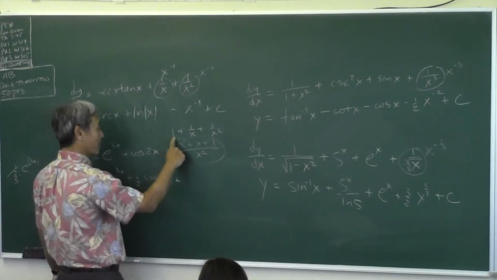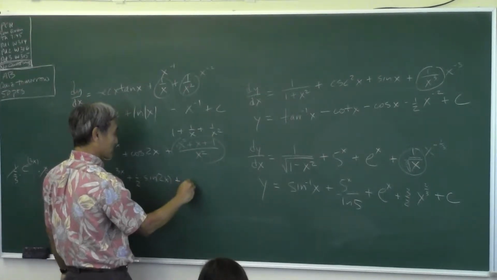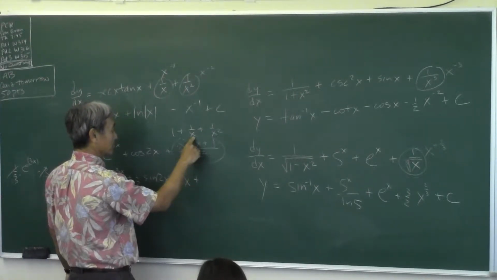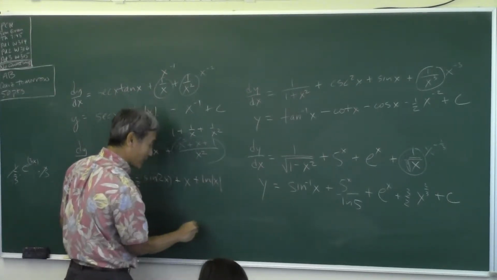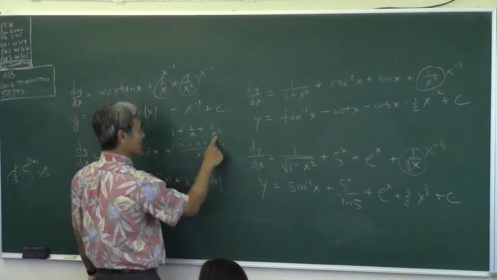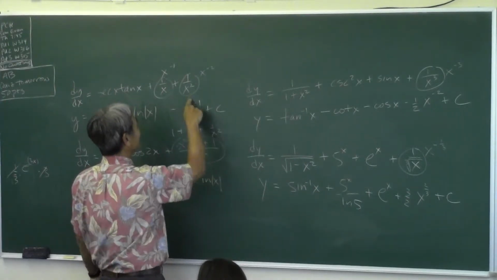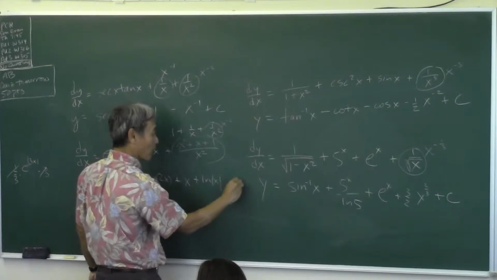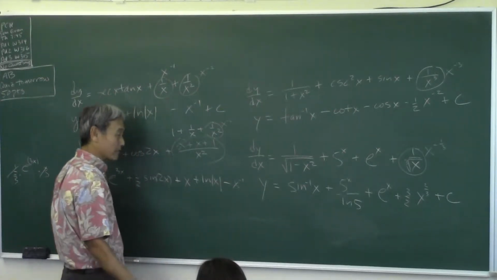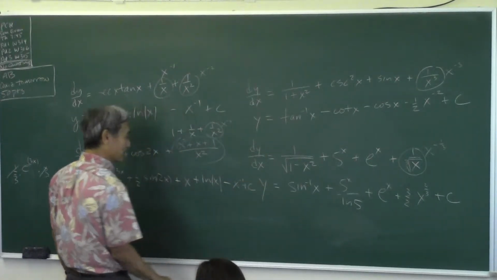What's the antiderivative of 1? x. What about this one? Natural log x, absolute value of x. And then what about this one? We already did this one somewhere. Oh, it's right there. This is the same thing as x to the negative 2. So you make the power 1 bigger, put the reciprocal in the front, and then don't forget the plus c.